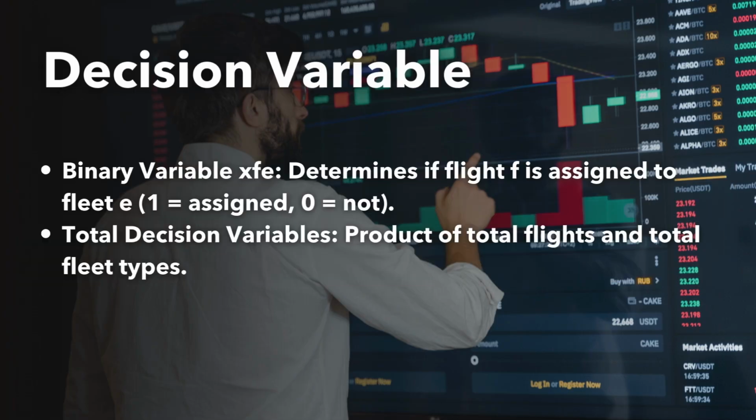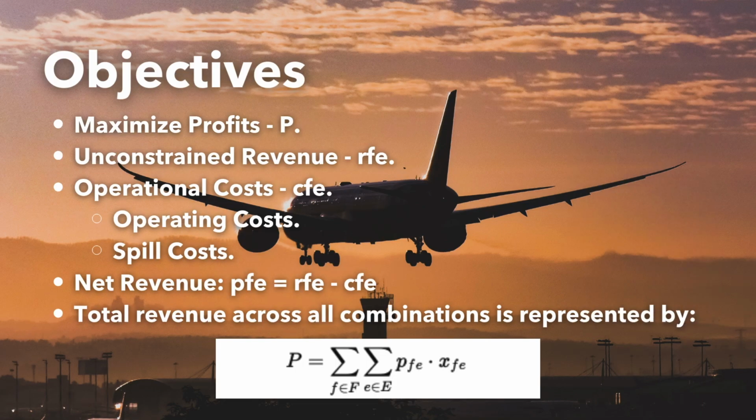The decision variable for this problem is binary. This variable takes a value of 1 if a flight is assigned to a fleet type and 0 otherwise. The total number of decision variables is the product of the number of flights and the number of available fleet types. So why do airlines go through all this trouble?